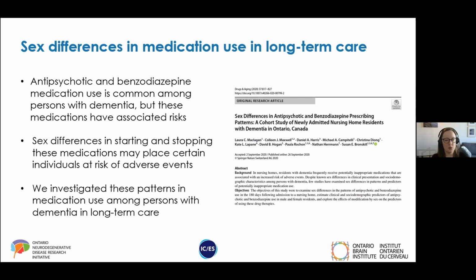So we know that men and women who have dementia can have differences in their psychosocial symptoms of dementia. Men may be more likely to exhibit challenging behaviors, and women may be more likely to have anxiety and depression, for instance. So we wanted to investigate whether the patterns of the use of these medications were different between men and women.